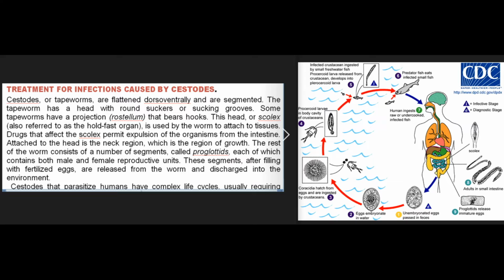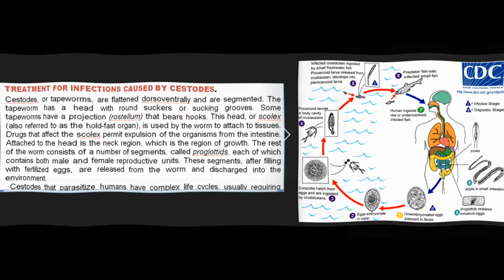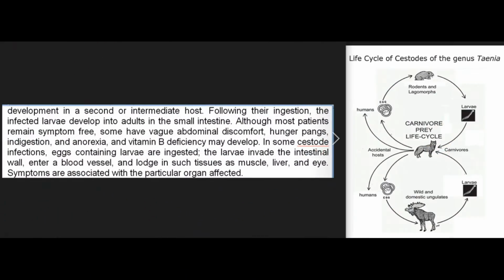Cestodes that parasitize humans have complex life cycles, usually requiring development in a second or intermediate host. Following their ingestion, the infected larvae develop into adults in the small intestine. Although most patients remain symptom-free, some have vague abdominal discomfort, hunger pangs, indigestion, and anorexia, and vitamin B deficiency may develop. In some cestode infections, eggs containing larvae are ingested.